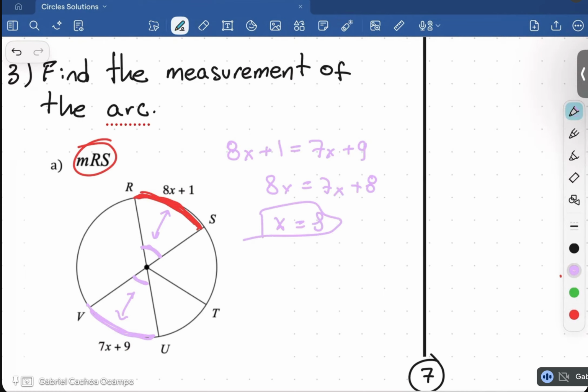Okay, but I haven't finished because I want to find arc RS, so I need to plug in x in here. So that is 8 times 8 plus 1, that is 64 plus 1. My arc measures 65 degrees.